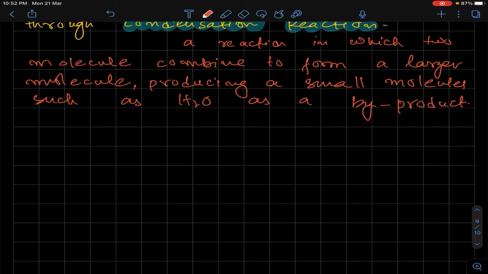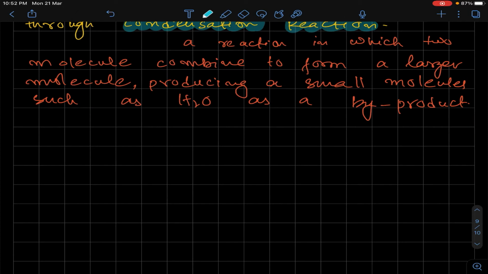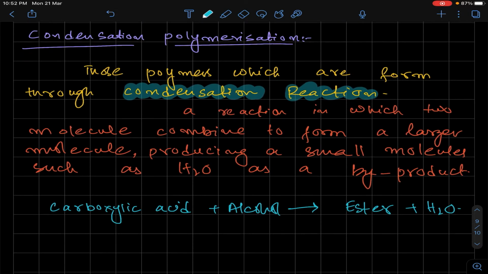For example, we have discussed esterification. Esterification is another type of condensation reaction. So in esterification, we reacted carboxylic acids with alcohol in the presence of concentrated sulfuric acid, and we get a larger molecule that was ester and water molecule. So esterification is another example of condensation reaction. So condensation polymers are those polymers which are formed through condensation reactions, right?